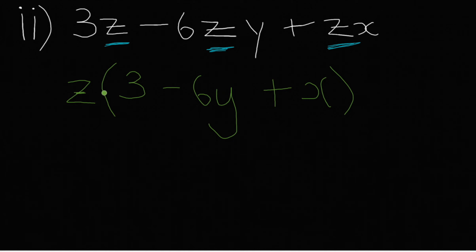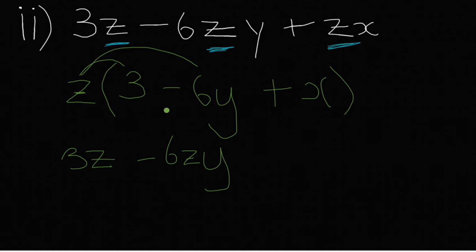Let's try expanding it to see if we'll get back to this expression. z times 3 is 3z. z times negative 6y is negative 6zy. And z times x is plus zx.